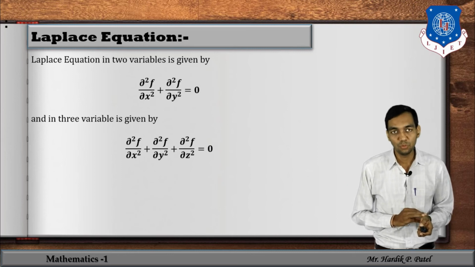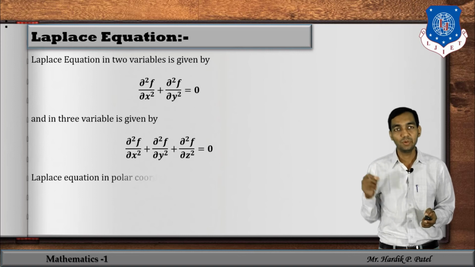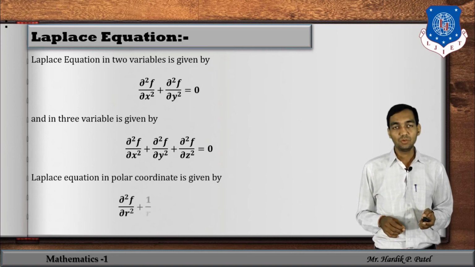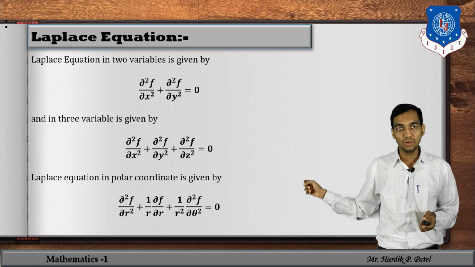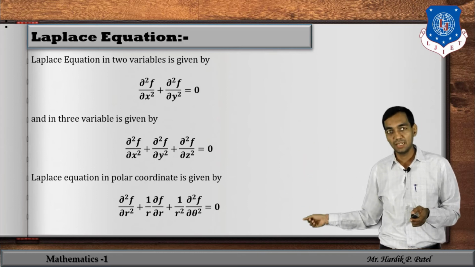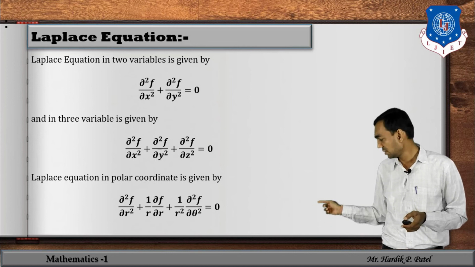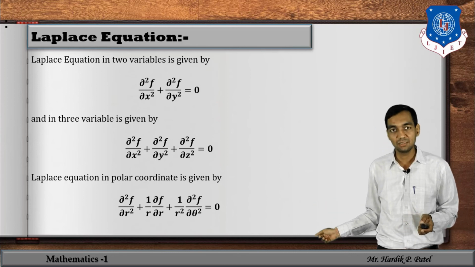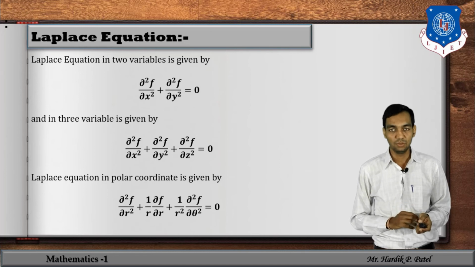And in a polar form, that means your function is of the form r and theta. Then in polar form, for a two-variable function, the Laplace equation is given as del square f by del r square plus 1 upon r del f by del r plus 1 upon r square del square f by del theta square is equal to 0.